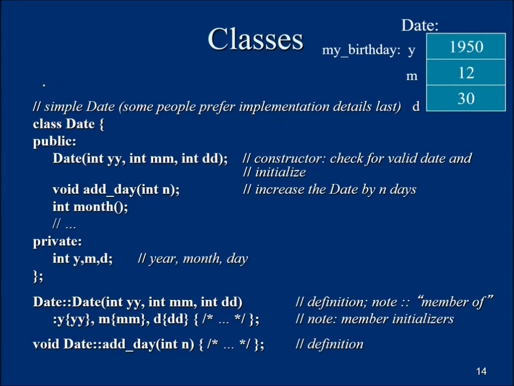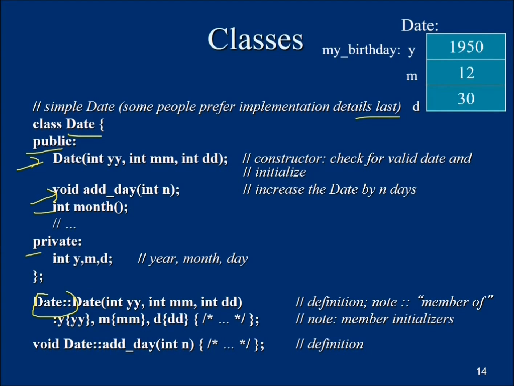For example, this is a simple date. Some people prefer implementation details in a later segment. So we have Date here with a public access specifier. For this you have a constructor, which checks for a valid date and initializes. This is an add day function, which increases the date by n. You can have any implementation for this. But here the values y, m, d are private.